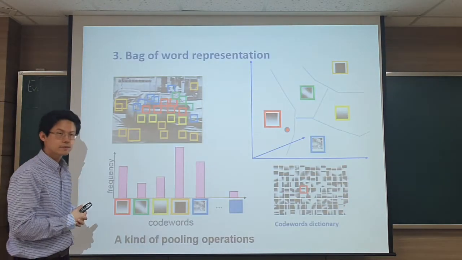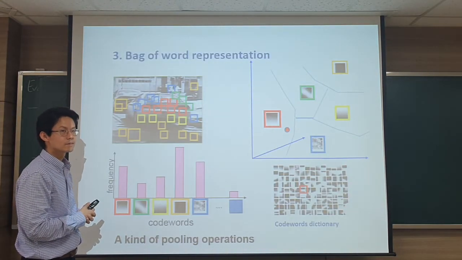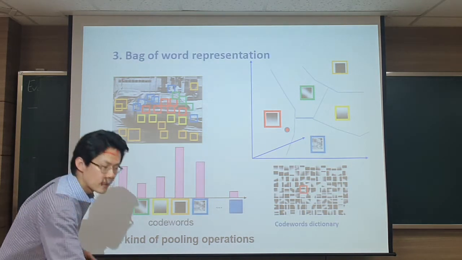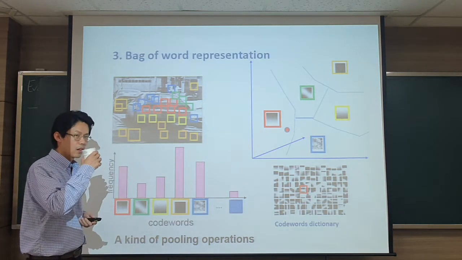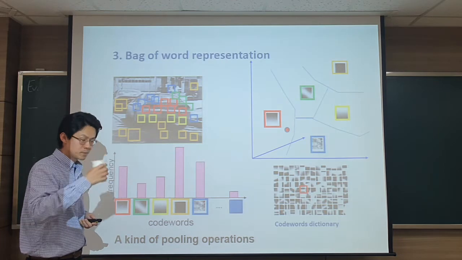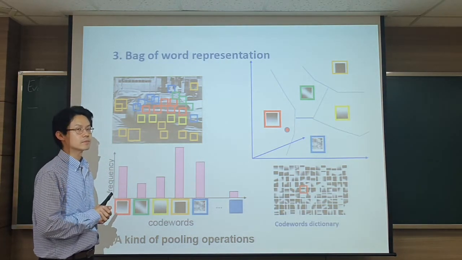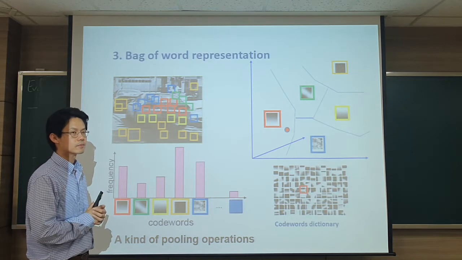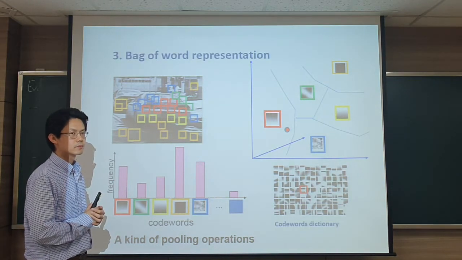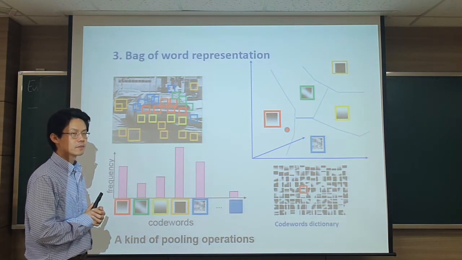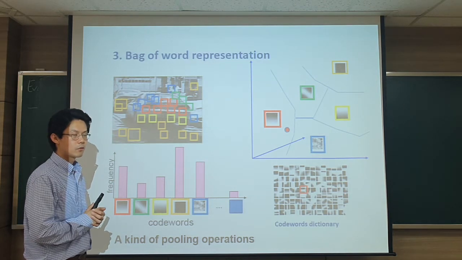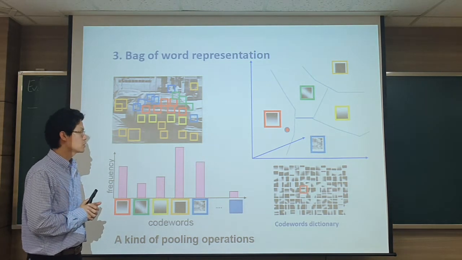Any questions? Features of many objects are unbalanced. Yes, yes. So if in a picture there are more than two objects, then one could be dominant. Right, yeah. That's a very important issue.